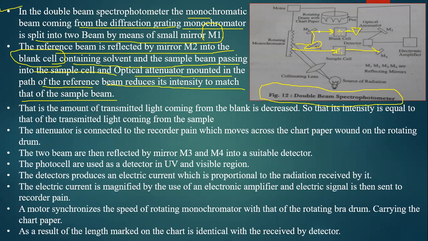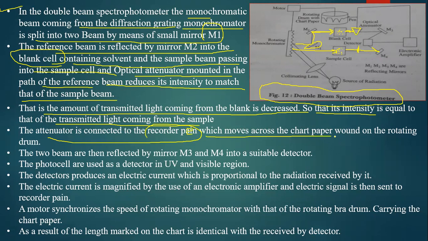The same light coming from this side passes to the attenuator, and its intensity is reduced to the intensity of the light coming out of the sample cell. That is, the amount of transmitted light coming from the blank is decreased so that its intensity becomes equal to the light coming from the sample. The attenuator is connected to the recorder pen, which moves across the chart paper wound on the rotating drum.